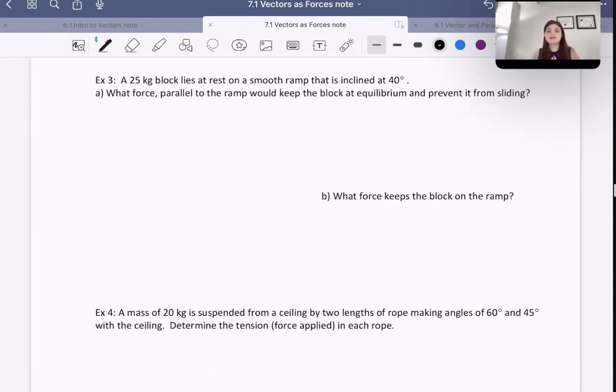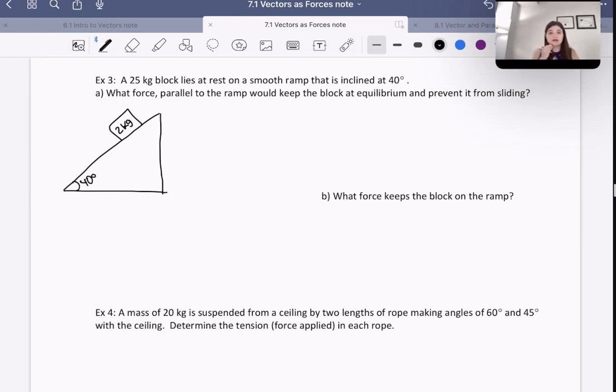All right, so let's continue on. This next example says a 25 kilogram block lies at rest on a smooth ramp that is inclined at 40 degrees. Okay, so let's draw that. So here's our ramp. Here's our 25 kilogram item or object, whatever they want to call it, or I guess a block. And then here we have 40 degrees. It says it's inclined at 40 degrees.